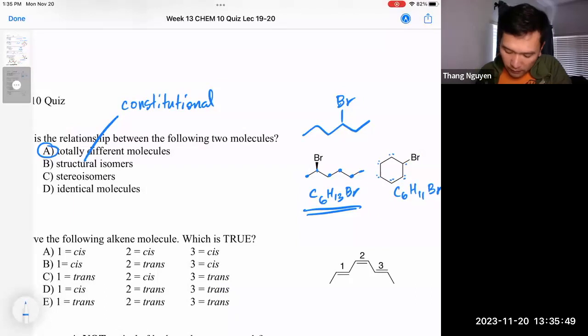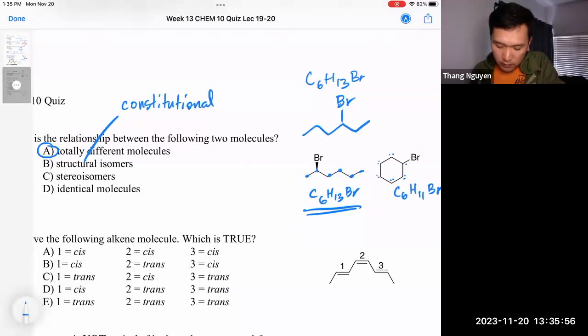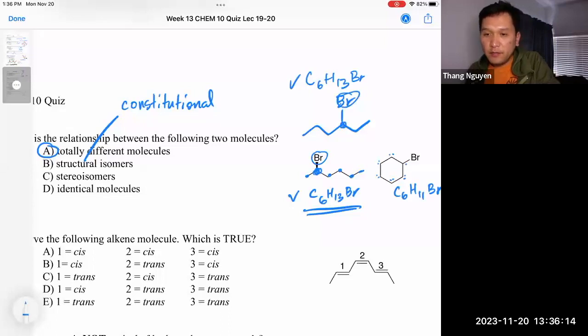Okay, so if you notice, this molecule has C6H13 and 1 Br also. So they do have the same makeup, right? They have the same amount of atoms, but the way the atoms are connected are in a different order. Notice that this bromine here is connected to the second carbon, whereas this bromine on the top is connected to the third carbon, right? So the order of connectivity is different. So we would call that a structural isomer or a constitutional isomer.